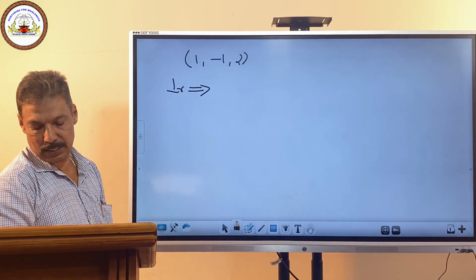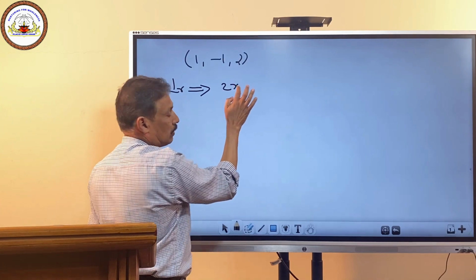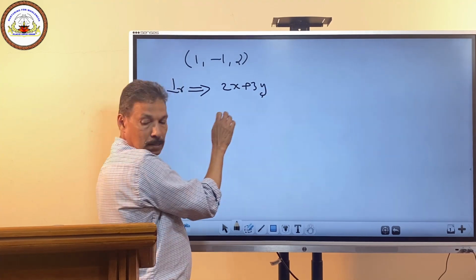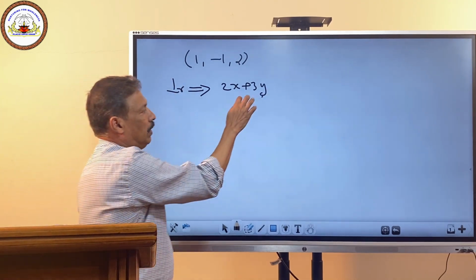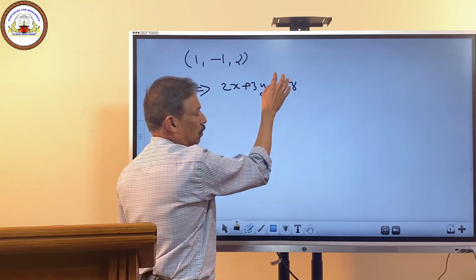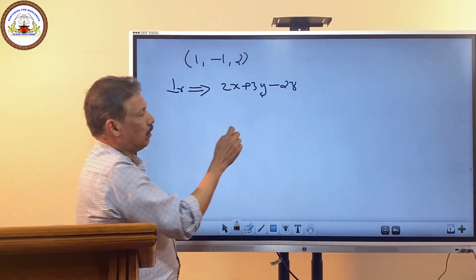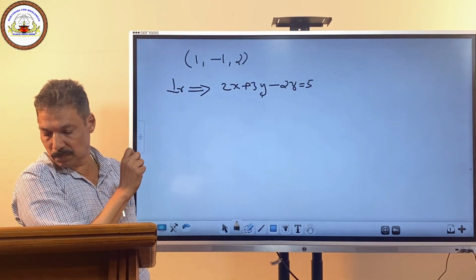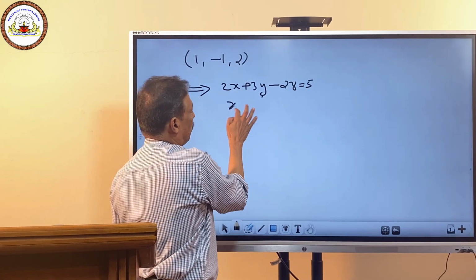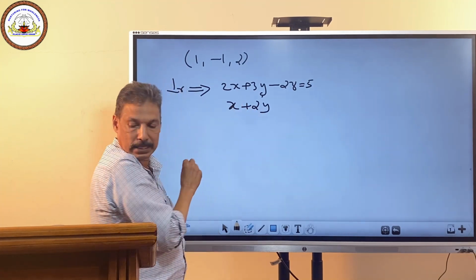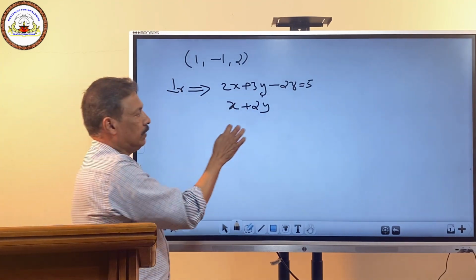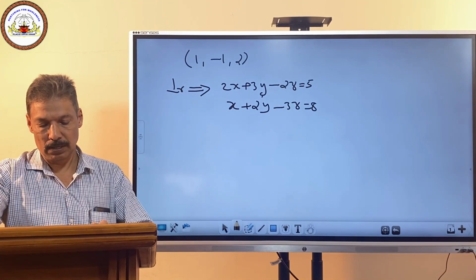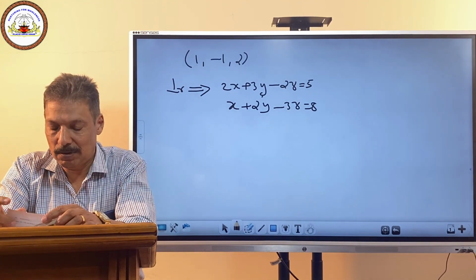Perpendicular to the plane 2x plus 3y minus 2z equal to 5, and the second plane x plus 2y minus 3z equal to 8. That's a very important question in our topic.